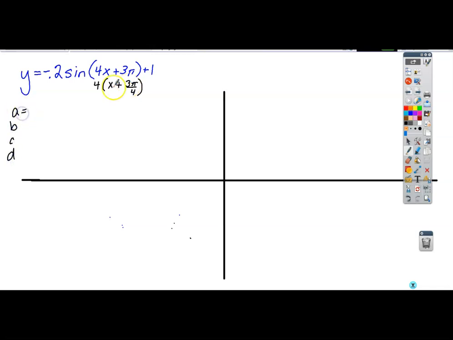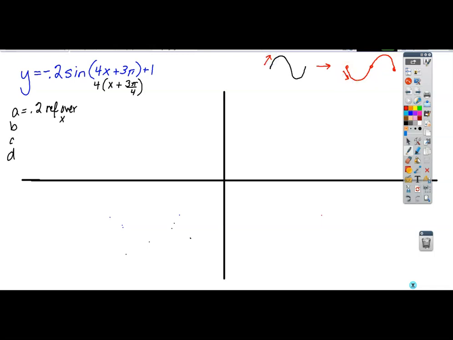Okay, so A is clearly, technically it's negative 0.2, but I'm going to say it's 0.2 for my amplitude. And what did a negative do again? That's right, it reflected over the x-axis. So your sine graph, instead of looking like this, instead of starting at equilibrium and going up, is going to start at equilibrium and go down first, then come back up. That's all that changes. So instead of going up first, when it's negative, you go down first. Start at equilibrium and go down.